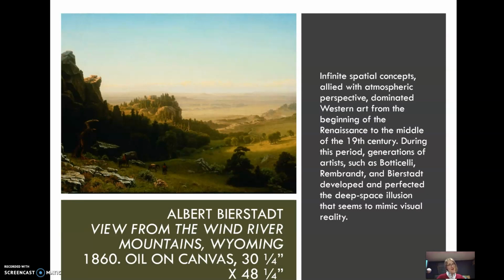Okay, here we have the opposite of shallow space. Here we have an image with deep space, space that's going to go on infinitely forever, okay? So this is a wonderful painting by Albert Bierstadt. It's called View from the Wind River Mountains, and this is a painting of an area in Wyoming. And this was created in 1860.